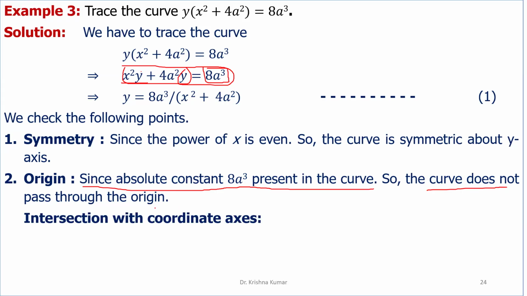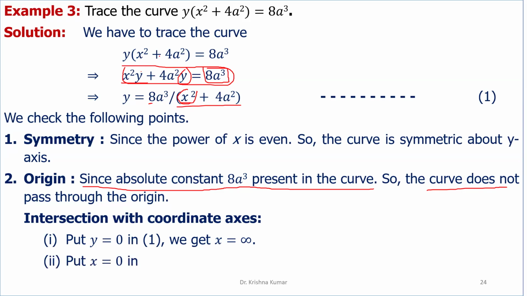Now, what is the intersection with the coordinate axis? Let us put y equal to 0 in 1. If we put x equal to 0, what will happen? Just look here. If we put this as 0, we get 8a cube upon infinity, which is 0. So sorry, y is 0. So if we put y equal to 0, the value of x is infinity.